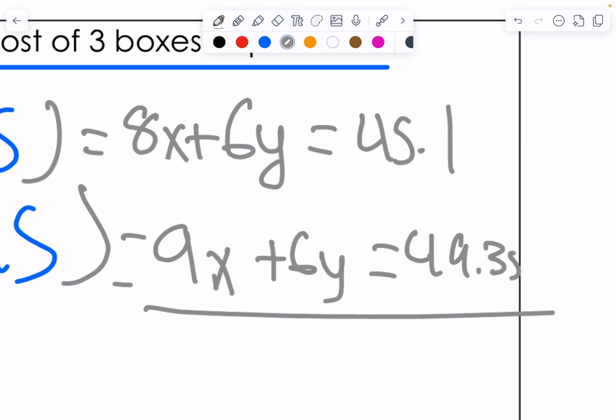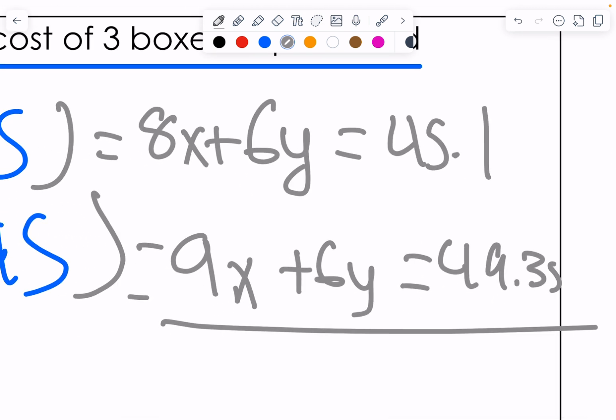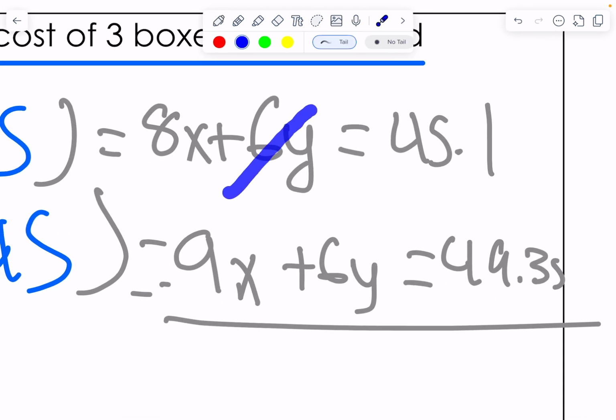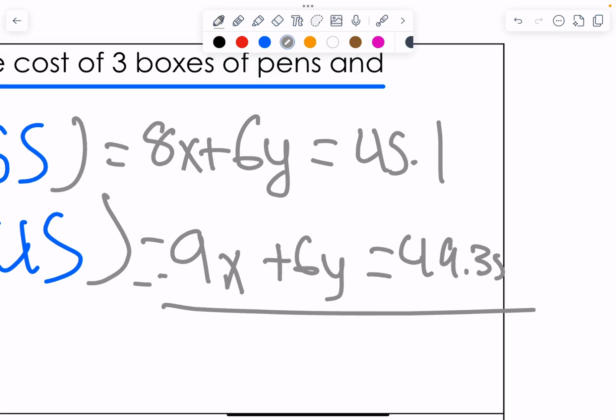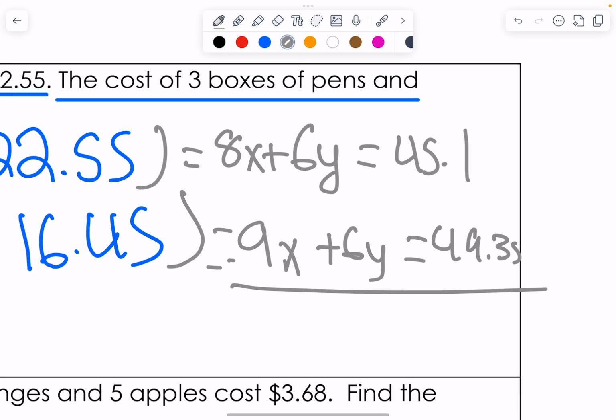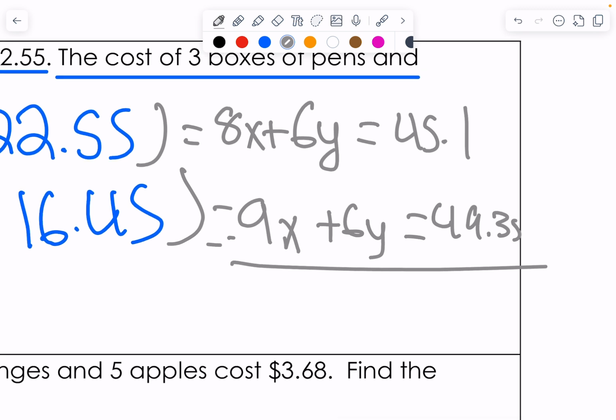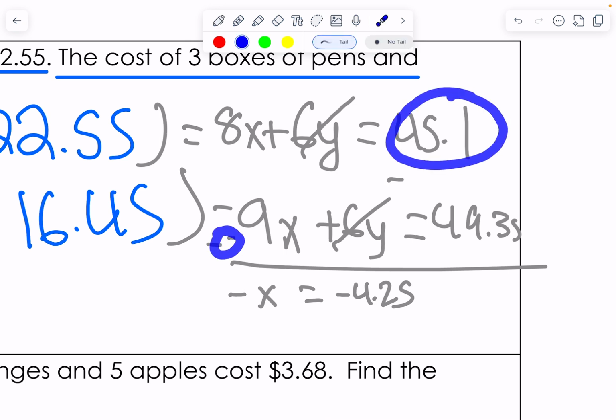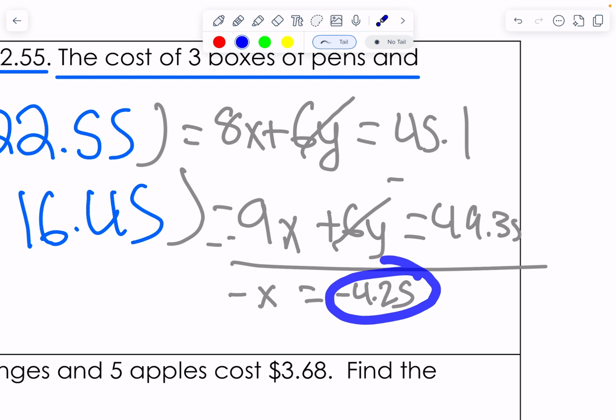Okay, I have my two equations, and from here we can subtract them to get rid of the y's. That's the whole point, to eliminate the variable. And so let's subtract these two equations. 8x minus 9x should give me, correct, negative 1x, or just negative x. The y's cancel, and 45.1 minus 49.35 should give me a negative 4.25. Again, I just took 45.1 and subtracted it from 49.35, and I got negative 4.25.